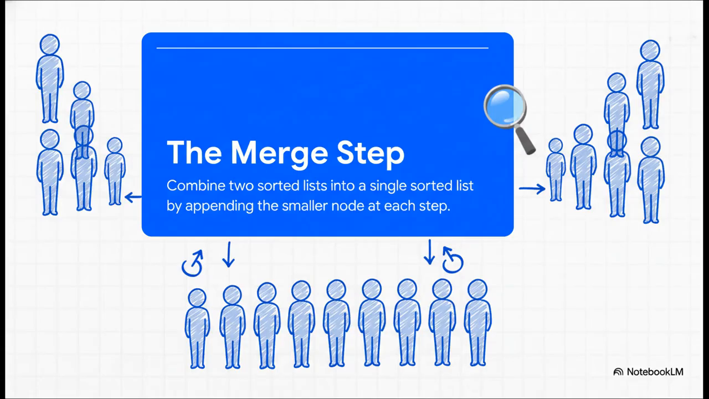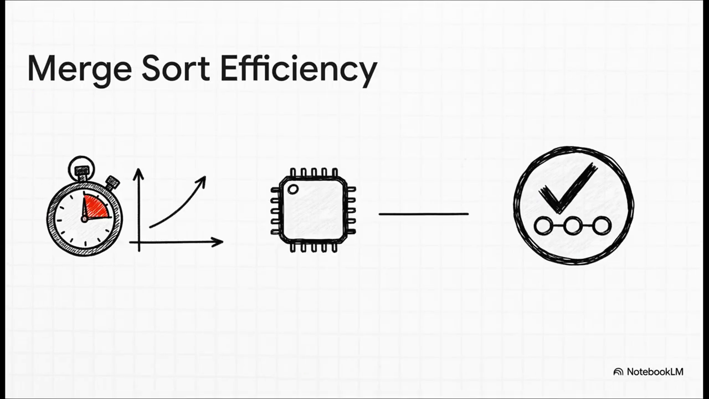Now, that merge step is really the heart of the whole operation. Just picture two lines of people, and each line is already sorted by height, shortest to tallest. To create one single sorted line, what would you do? You'd look at the person at the front of each line, pick the shorter one, and tell them to join the new line. You just keep doing that over and over. That's exactly how the merge step works with our data. It's that simple.